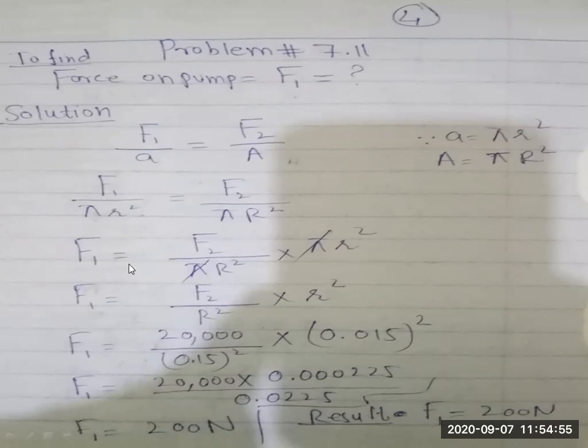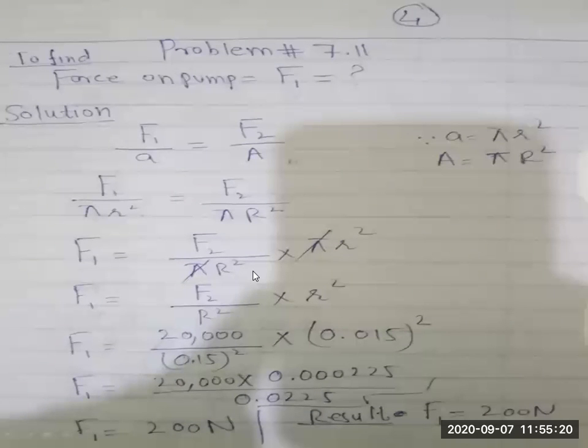I repeat, since I want to find out the force on the pump, which is noted with F1, I separate this out. If it goes on the other side of the equation, it will be multiplied. Pi will be cancelled with pi, and what will be left? F2 times small r square, divided by capital R square.